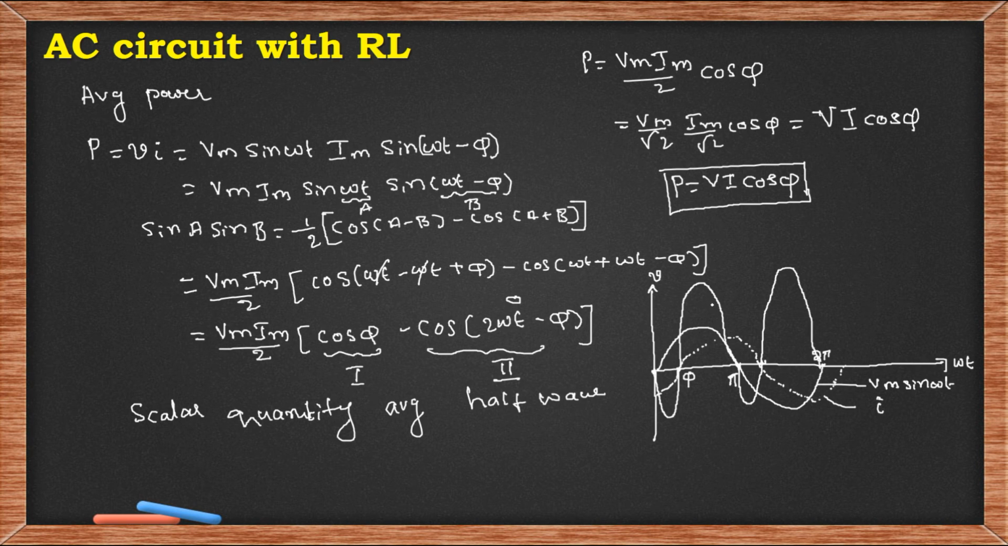From this, it clearly indicates that the area of the negative lobe is smaller than the positive lobes. So what we can say is that the pure RL series circuit consumes power, that is P is equal to VI cos pi.